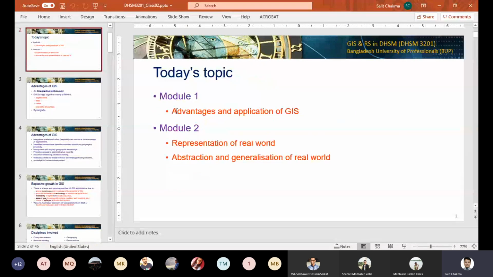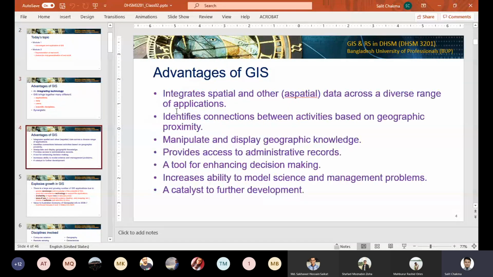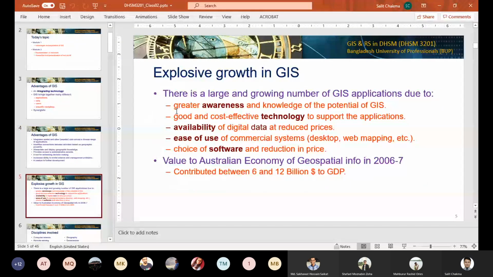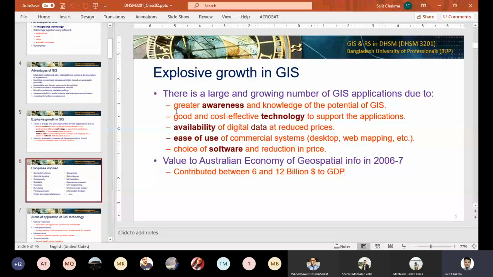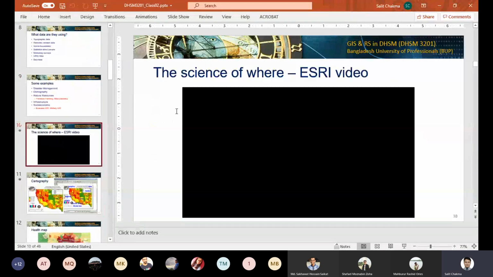So in the remaining part of module 1, we have the advantages of GIS, etc. I will give you the slides, go through them so they are not very difficult to understand. And then applications of GIS, we will come back to this.